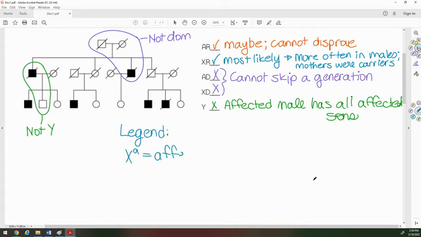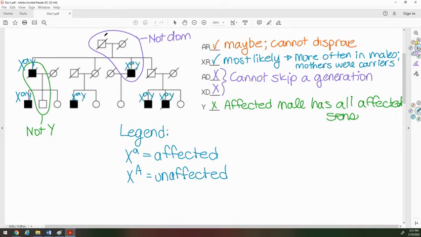We need X's in our alleles, and X little a is affected, X capital A is unaffected. So I'm going to start with the recessive individuals. We know that all the males shaded in have the trait and they are recessive. So all their genotypes are X little a Y. Everyone else has an X capital A in their genotype.